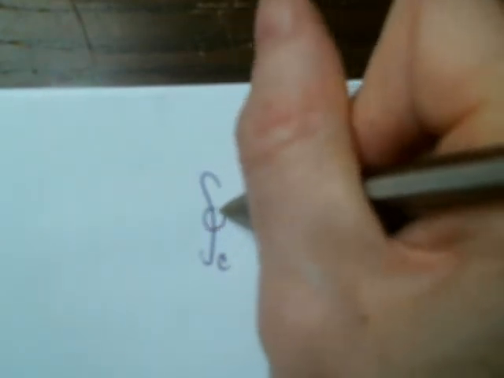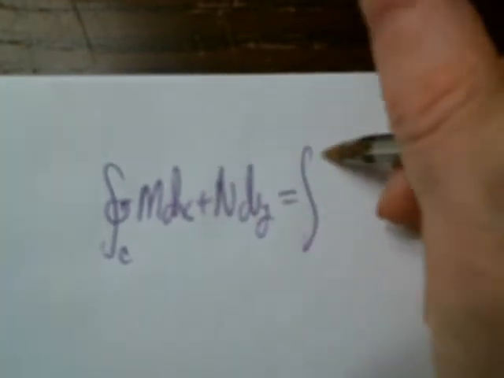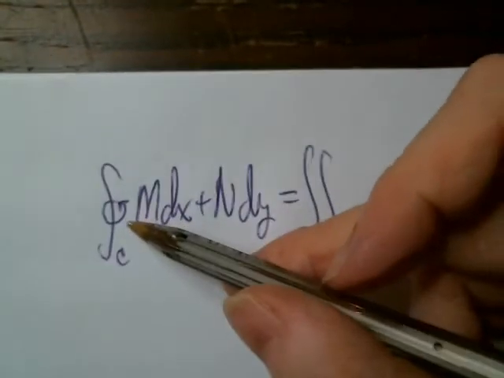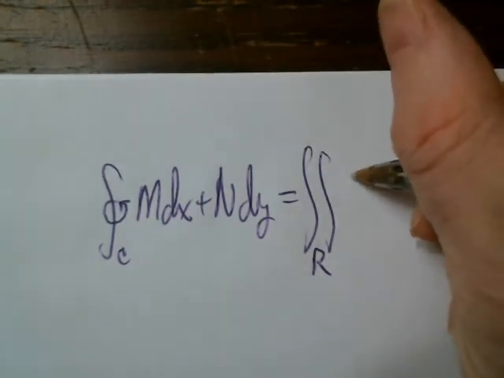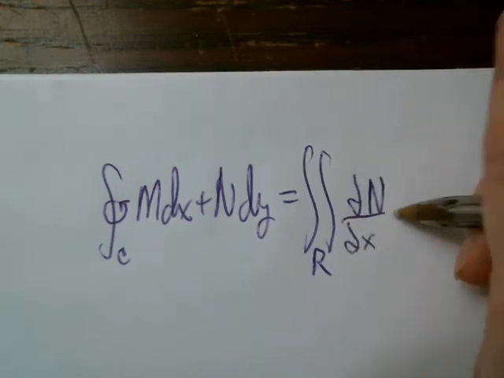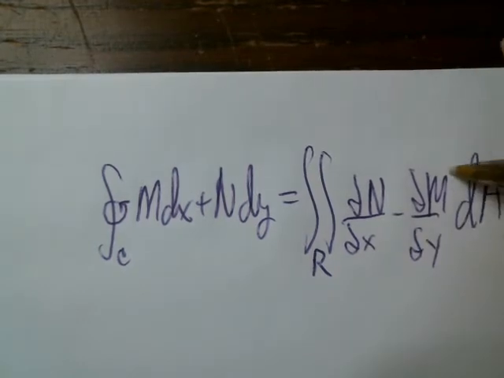Let me remind you of Green's theorem. What does Green's theorem say? If you have this line integral around this simple curve, written in differential form, M dx plus N dy, we can rewrite that as a double integral over the region bounded by this curve. The double integral of the partial derivative of N with respect to x minus the partial derivative of M with respect to y, dA.